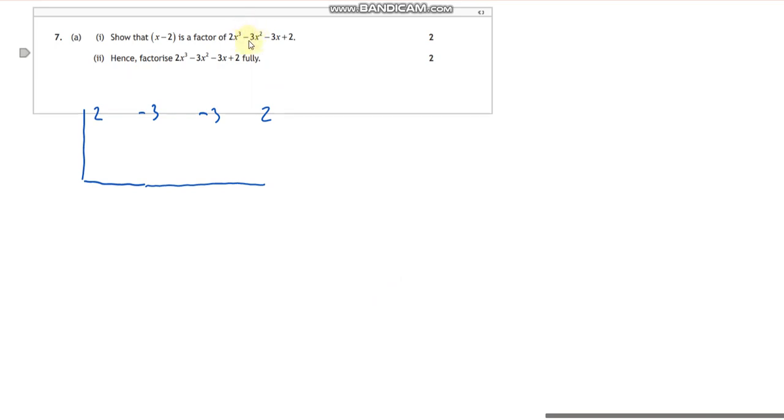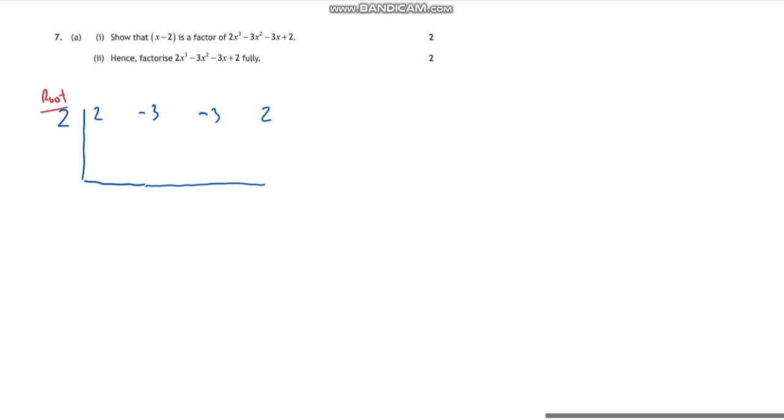Make sure if there's a space, you leave a space. For example, if there was no x squared term here, that would be 0. If there was no unit term, that would be 0. So make sure you've got everything in, and if there's a space, a 0 goes in. Show that it's a factor: you would change the sign here. What we actually put in here is the root of the equation, not the factor.